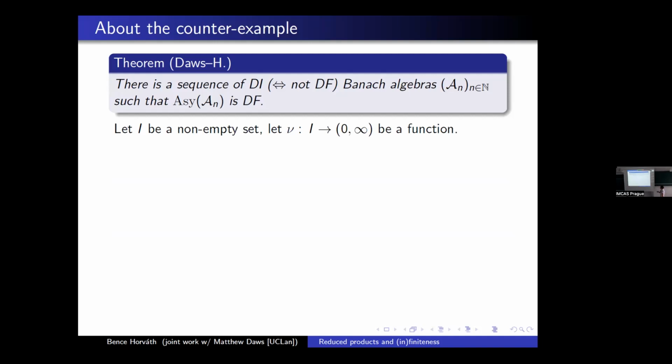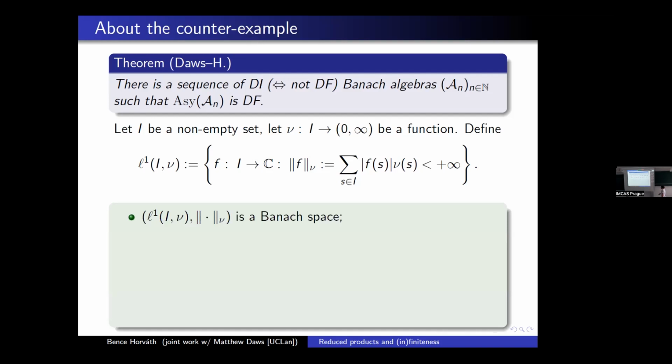The construction relies on Banach algebras of the form L1 over some set I. Just let me say it formally, it's easier probably. So you have a non-empty set I. You have some function from I to the interval 0 to infinity, and then you consider all the functions from I to the complex numbers such that this holds: its weighted sum converges.